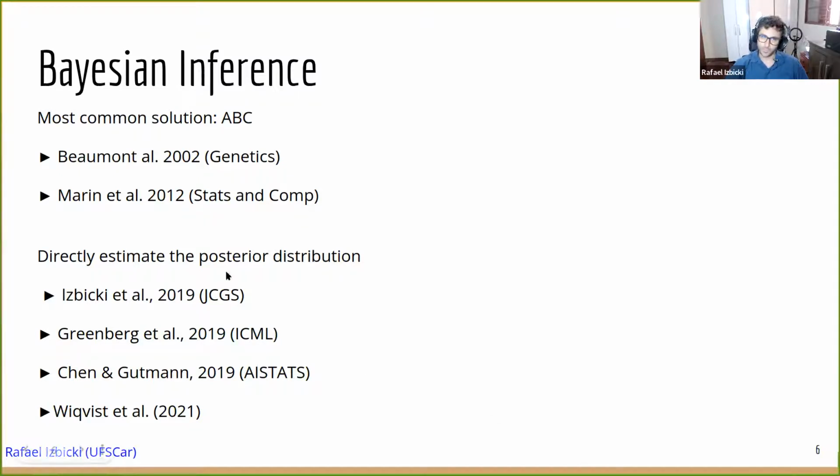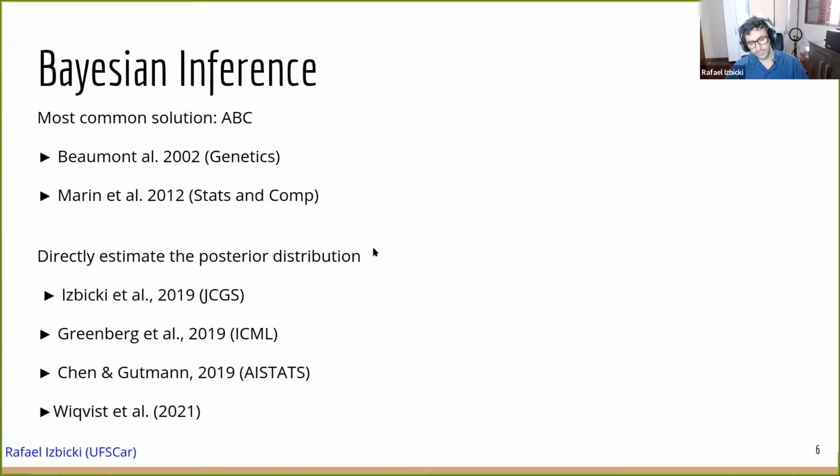As Humberto mentioned, most of the solutions are Bayesian. Of course, the most common solution is ABC. Here are two papers, but of course there are hundreds of papers, and it's a pretty interesting field. I'm not going to go over ABC because most seminars you've seen probably have been about ABC.